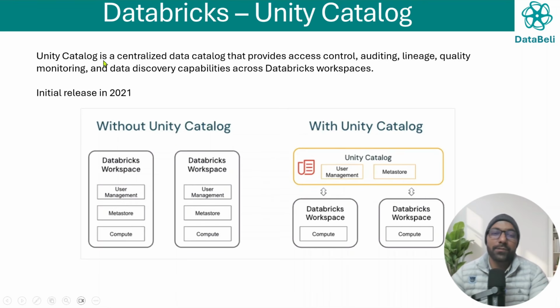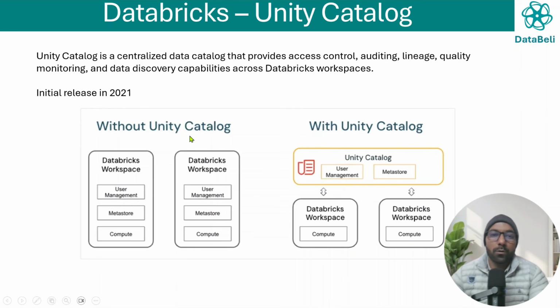So this is the official definition. It is a centralized data catalog that provides access control, auditing, lineage, data quality monitoring, and data discovery capabilities across Databricks workspaces. So at the core, it is a data and AI catalog, which provides all these features, and it is centralized and works across Databricks workspaces. What exactly it means, we can see here in this diagram.